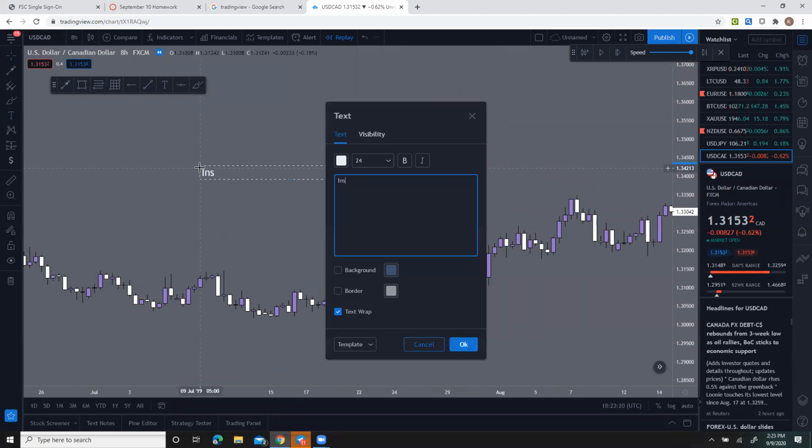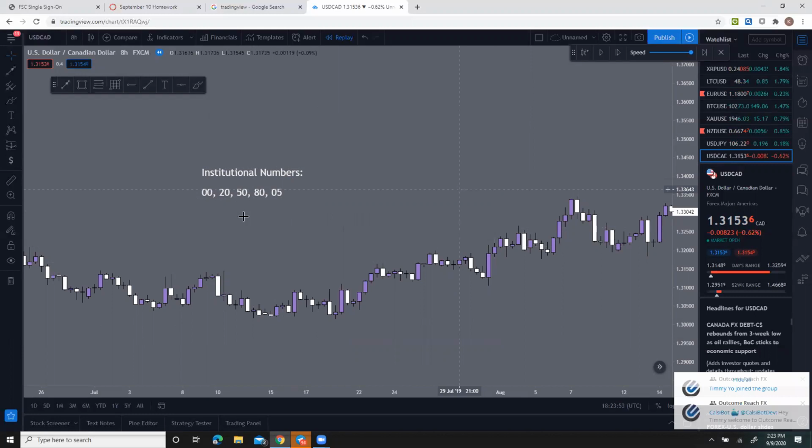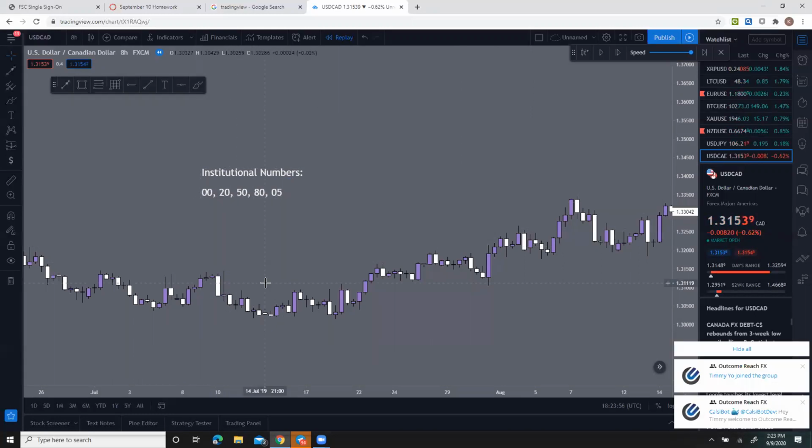Institutional numbers. Y'all get out a pen and paper and write this down, or you can just screenshot it. These institutional numbers are where the banks unload their orders, and they are as follows: 00, 20, 50, 80, and sometimes 05, but not always. Whenever you set your limit, be sure that your limit falls on one of these numbers. Where do you find these numbers? Right here. So you look: 1.34500, that's the 00 institutional level. Make sense?